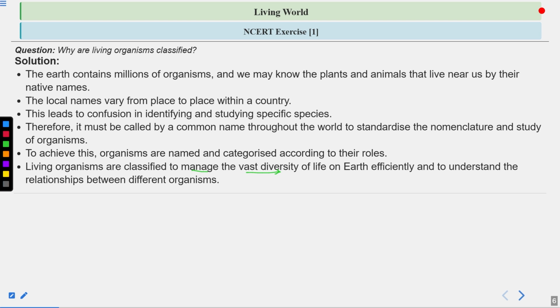So living organisms are classified to manage the vast diversity on the earth efficiently and to understand the relationship between different organisms. These different organisms are similar to each other. And they are also similar to the organisms which existed millions of years ago. So by classification, you can manage the vast diversity present on the earth, and then you can find out the relationship between them. You can study them.